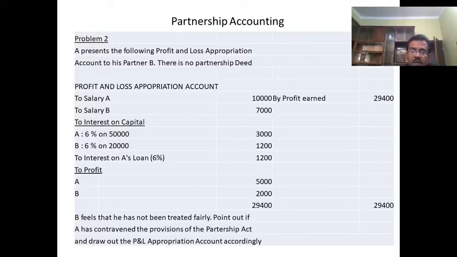Okay. Then interest on capital is provided. Okay. Interest on A's loan is provided at 6%. Then profit, you see, he gets 5/7 of the profit and he takes 2/7. So there is no partnership deed. What you have seen? There is no partnership deed. That is the most important thing that we have to understand.